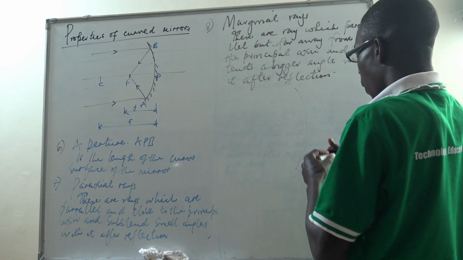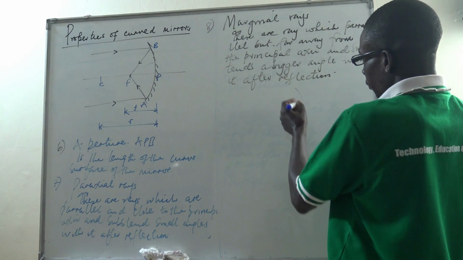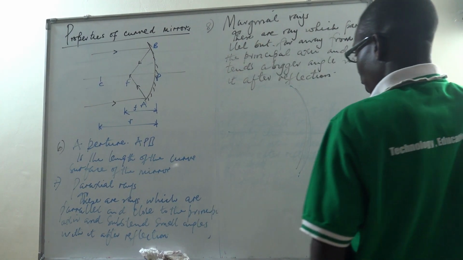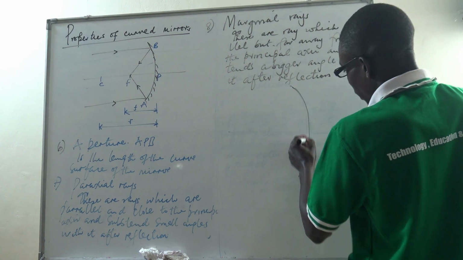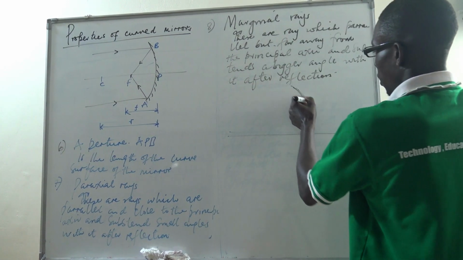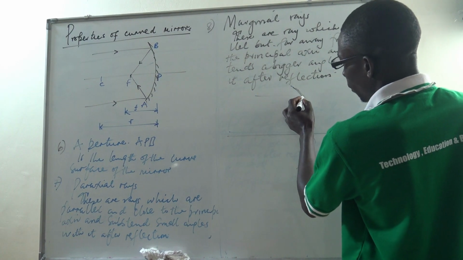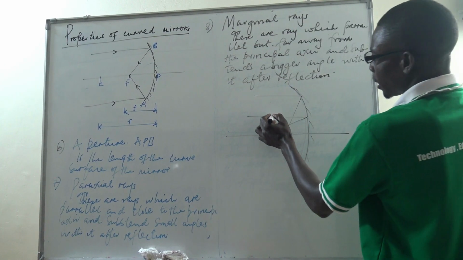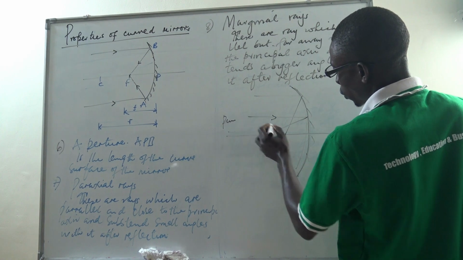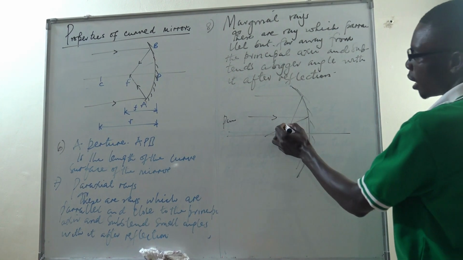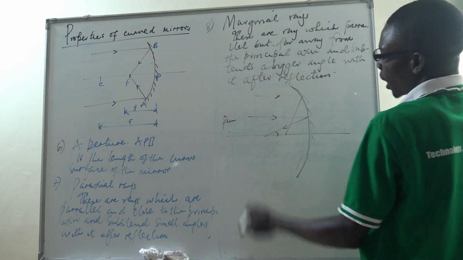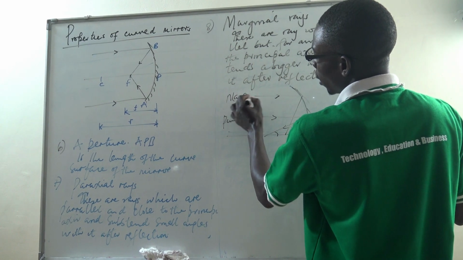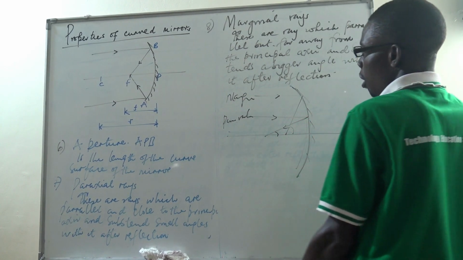So if I have my drawing like this as an illustration, if this is my surface, if I have this, it will be reflected here. But if I have this, it will be reflected here. So you realize that this is what we are calling the paraxial, very close. The angle they subtend there is too small after reflection with the principal axis. But these marginal rays which are far away will subtend bigger angles. So these ones are called marginal and these ones are the paraxial rays.